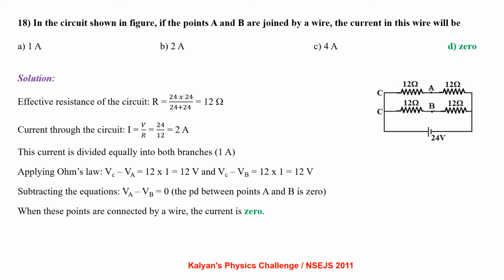Applying Ohm's law, we get Vc minus Va equal to IR, that is 12 into 1, that comes up to 12 volts. And Vc minus Vb equal to IR, that is 12 into 1, that also comes out to be 12 volt. Subtracting these equations, Va minus Vb equal to 0. That means the potential difference between the points A and B is 0. So if you connect a wire between those 2 points, no current flows through it.